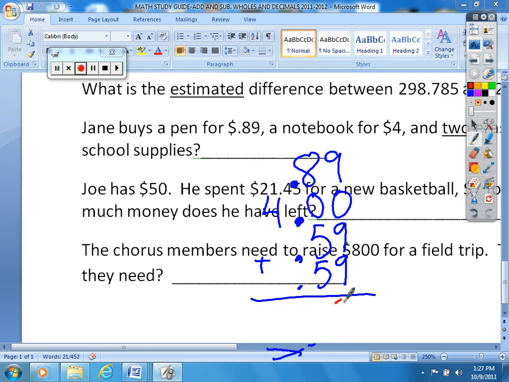I'm going to get an answer. I've got 3 9s, which is 27. I've got 10. I've got another 10 right here, so I've got 20. So I've got 2, and I've got 4, and I've got 6. Well, I've got $607. That's a lot of money to pay for those school supplies. I bought a pen for 89 cents, a notebook for $4, and 2 erasers for 59. Now, once again, I've made a common mistake. I failed to bring my decimal straight down. And now it makes sense.